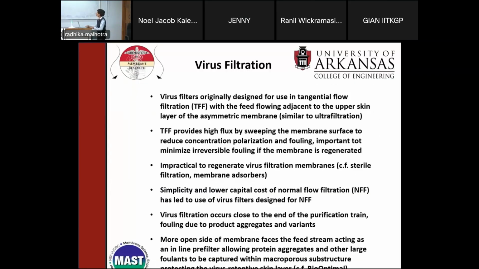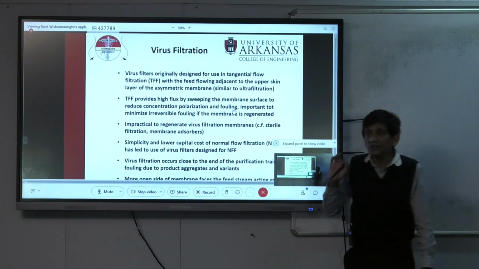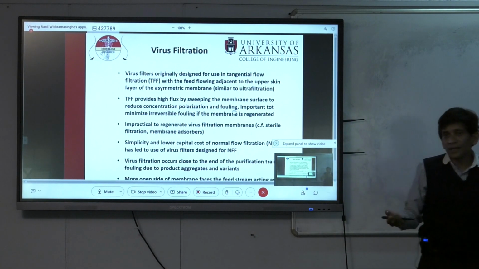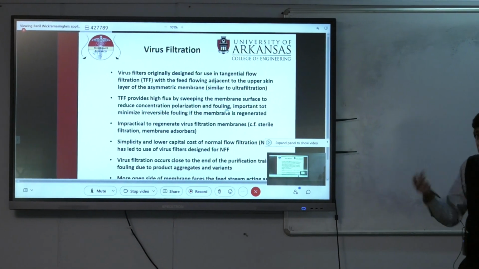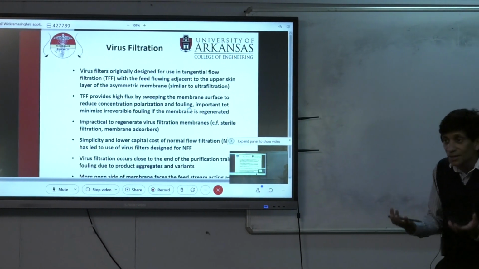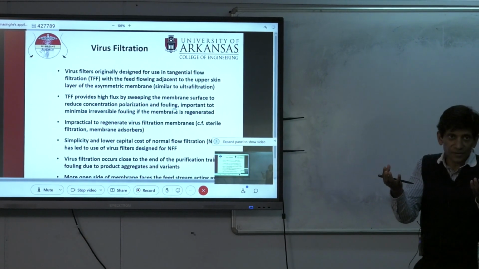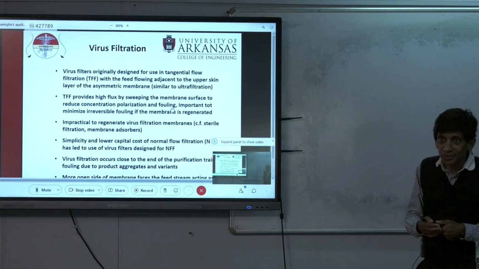So virus filters originally were designed for use in tangential flow mode with the feed flowing adjacent to the skin surface layer of the asymmetric membrane, exactly the same actually as ultrafiltration. That's how they were originally run. So it was just ultrafiltration. But I told you today they are run in reverse asymmetric mode, where the support structure faces the feed, and they're run in dead end mode, okay?